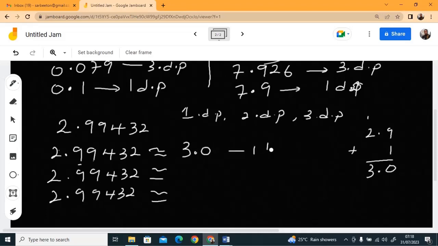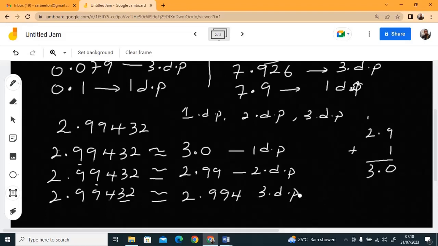Here's 1 decimal place. Now 2 decimal place, the same thing, you have to stop here, right? But this one is not up to 5. So this one is straightforward. That is 2.99. This is 2 decimal place. Now 3 decimal place, 1, 2, 3. You stop here. You check the next number. Is it up to 5? It's not up to 5. So it's cancelled off. So what you have is 2.994. This is 3 decimal place. I hope you understand this very well.